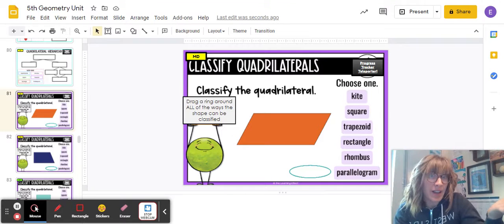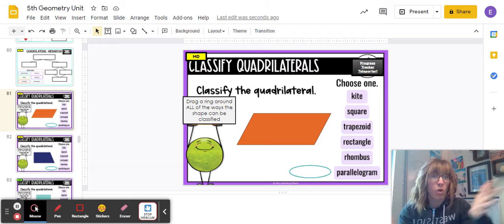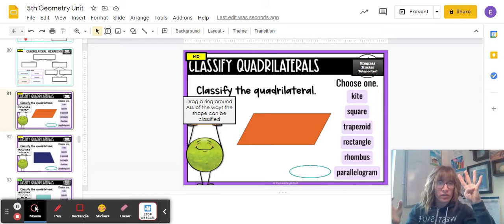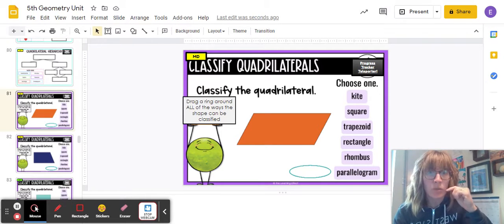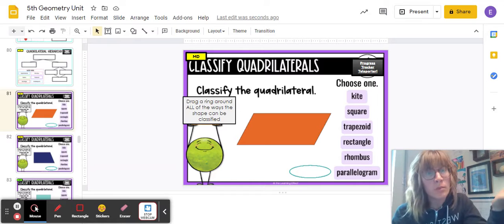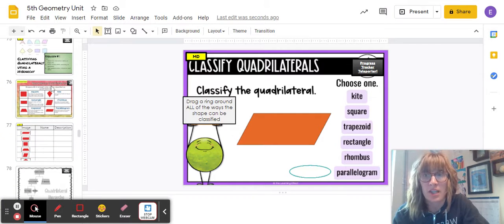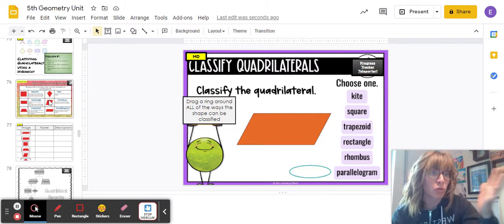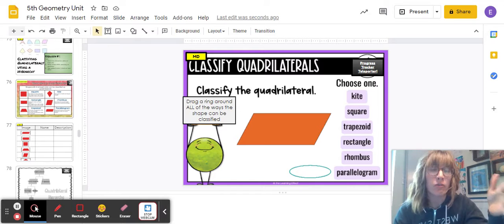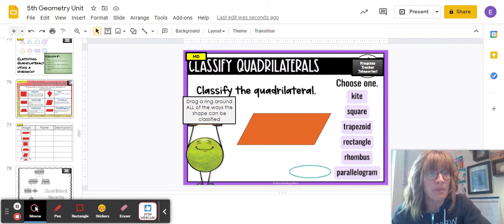So we're going to classify some quadrilaterals here. This specific quadrilateral, this orange shape here, we know it's a quadrilateral because it has four sides. And we're going to choose one or more, if possible, ways that we can classify this quadrilateral. I'm going to use my note sheets to help me. So let's see if we can rule some of these out or confirm that they are have-tos, ways we can call or names we can call this quadrilateral.